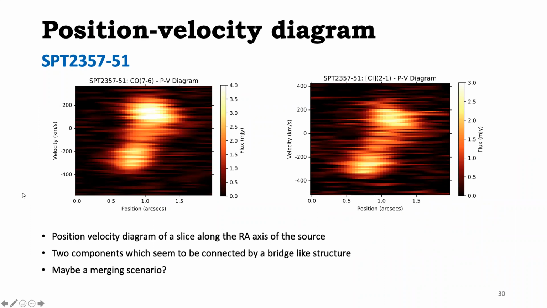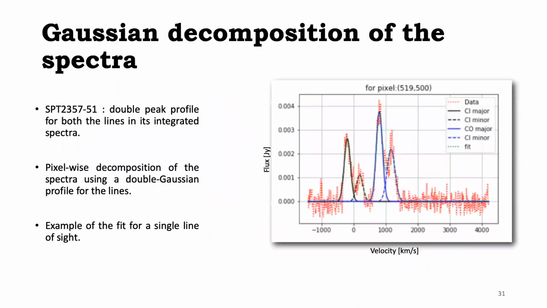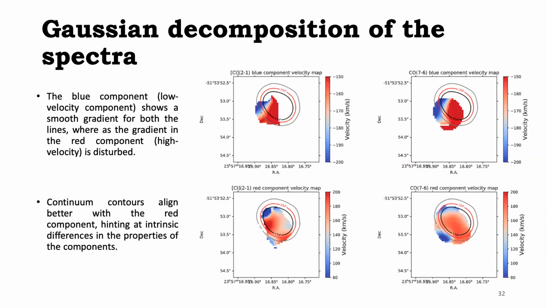Could this be a hint towards a merging scenario in these galaxies? We still need to find out. So for that, what we first do in the image plane itself is to build a Gaussian decomposition for the spectra extracted in every line of sight, with one component to fit the lower velocities and one to fit the higher velocities.